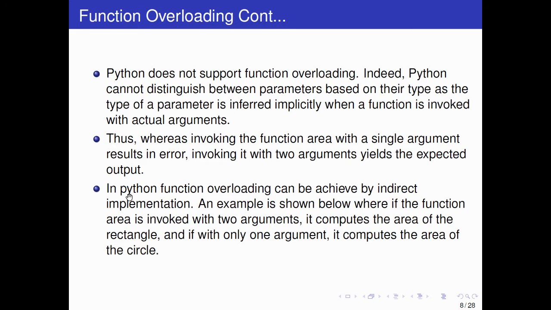So in Python, function overloading can be achieved by indirect implementation. So now in Python, what can we do? An example is shown below where if the function area is invoked with two arguments, it computes the area of the rectangle, and if invoked with only one argument, it computes the area of the circle.